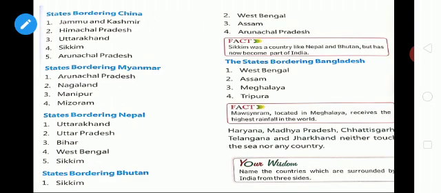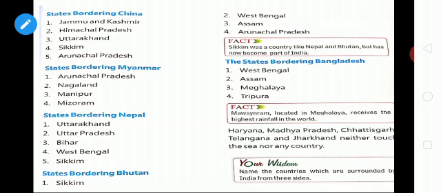And then a question of wisdom. Name the countries which are surrounded by India from three sides. The southern side of India is covered by water, that is the Arabian Sea, Bay of Bengal and Indian Ocean. And the northern side is surrounded by countries. What are the countries? You have to answer that question.